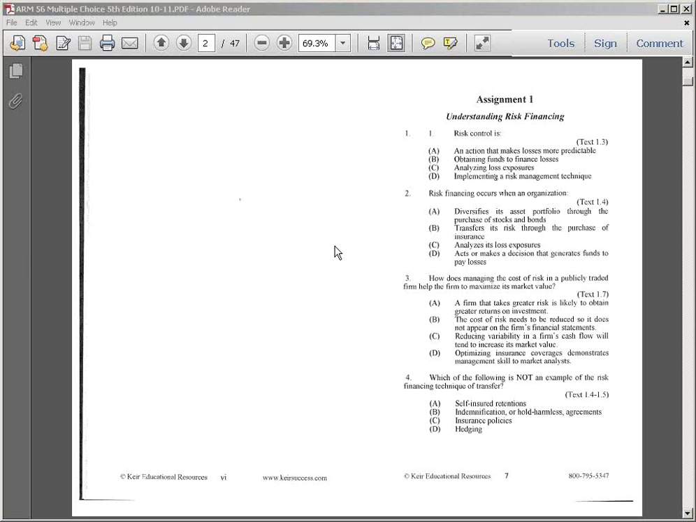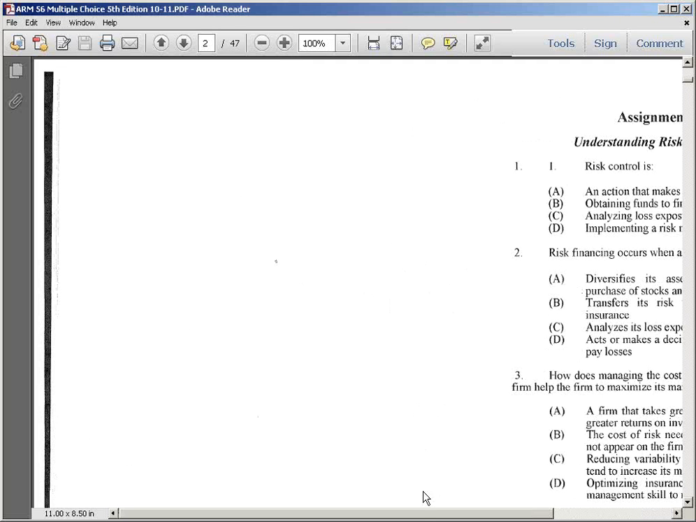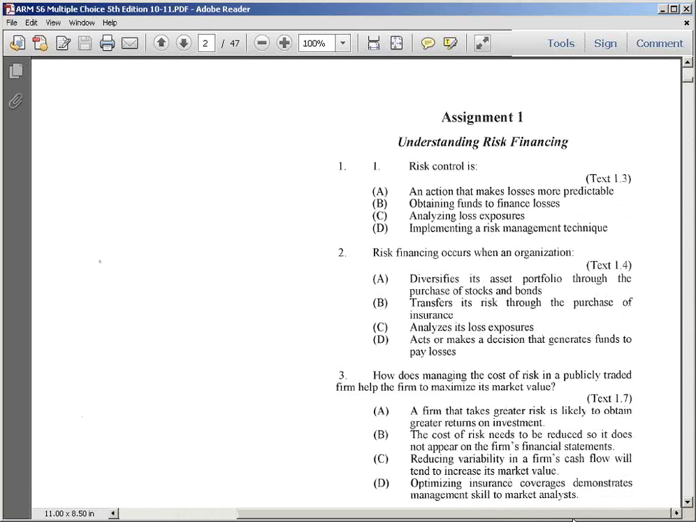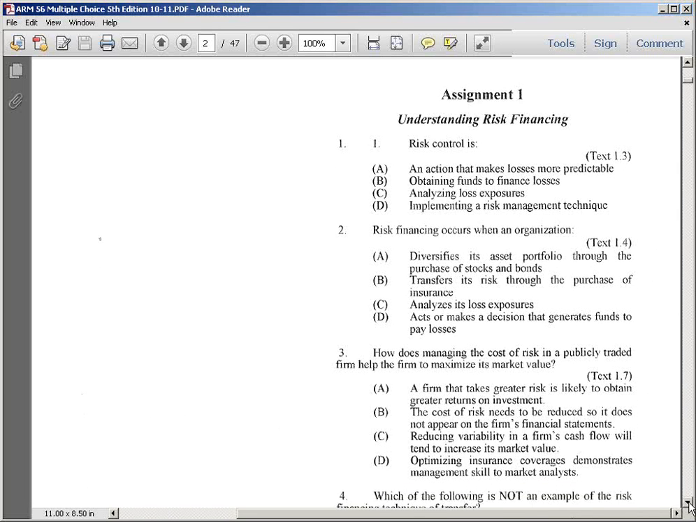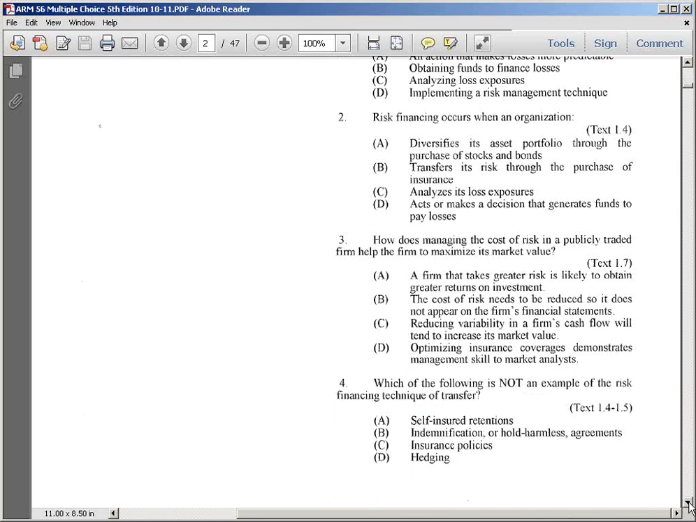So here are some sample questions, and this is from the old KIR guide from the ARM 56. See if I can make this just a little bit larger for folks. One of the questions I picked from here is the bottom question, question 4. Which of the following is not an example of risk financing technique of transfer? I'll give people a chance to look at that, and I'll go ahead and answer some of those other questions.